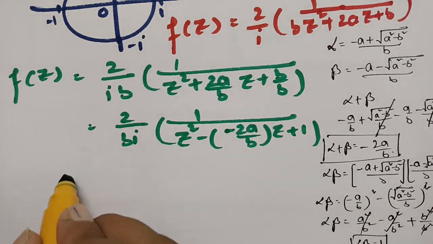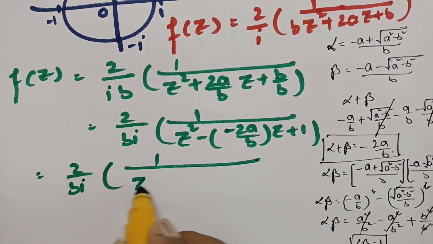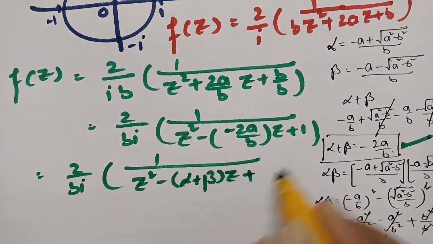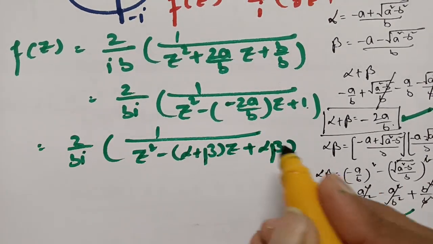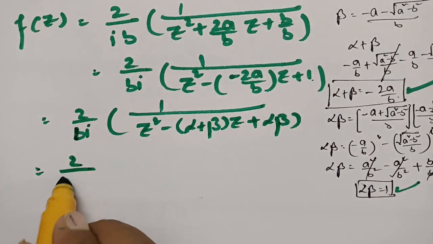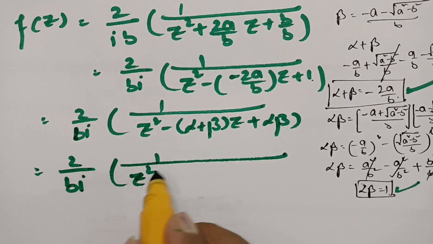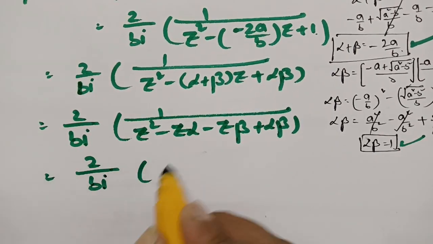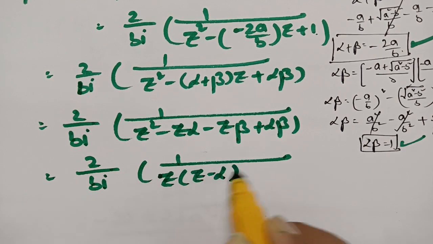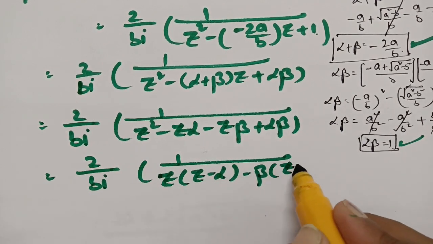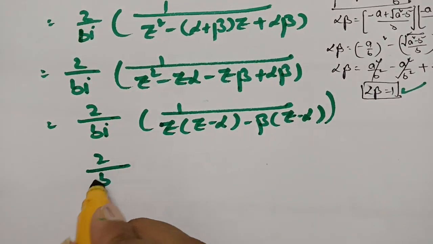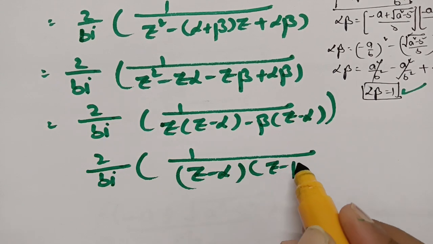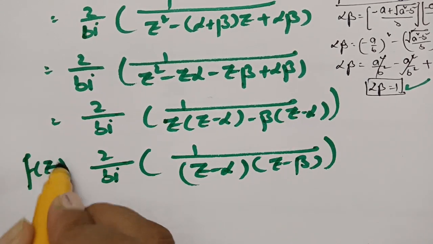So let me show you how we got this. f of z can be written as 2 by bi times 1 by z squared minus, so this minus 2a by b is nothing but the sum of the roots, that is alpha plus beta, into z plus 1, which can be written as the product of the roots alpha beta. How did we get this? Here are a few extra steps for your clarity. This can be written as z squared minus z alpha minus z beta plus alpha beta. Clear? And this is 2 by bi times: if I take z common, this will be z minus alpha. If I take beta common, then this will be z minus alpha again. So 2 by bi, if I take z minus alpha common, what remains is z minus beta. So this is our f of z value.